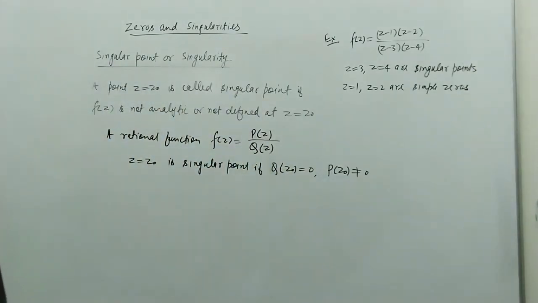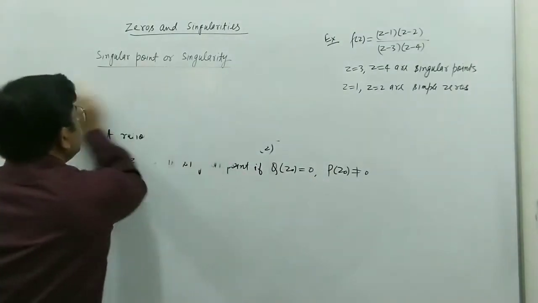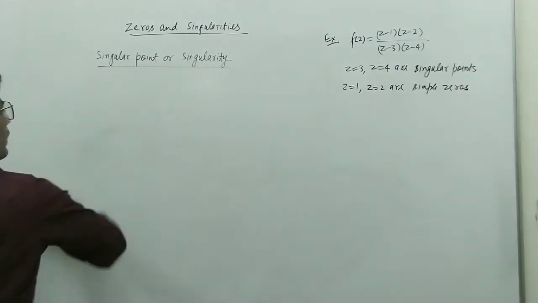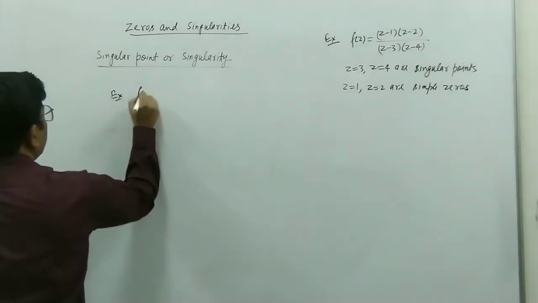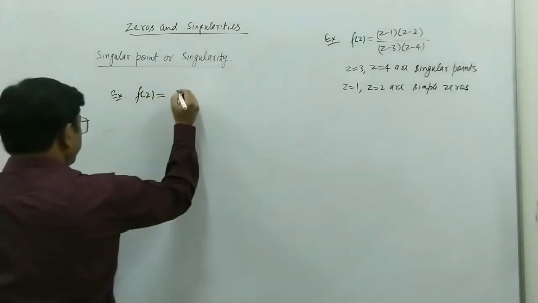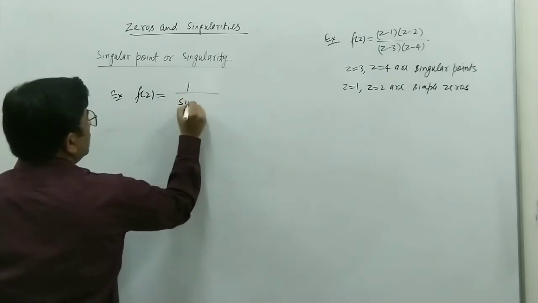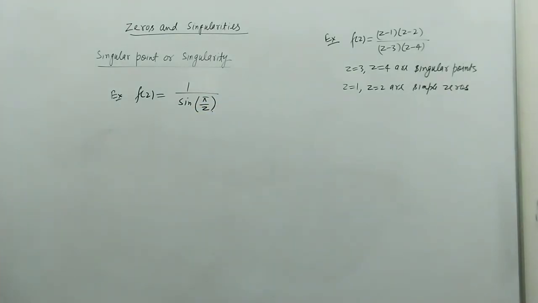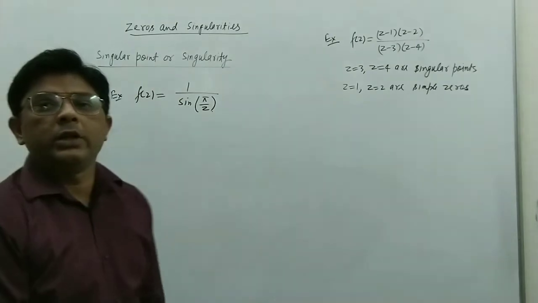We can take one more example to understand this concept. So let us take f(z) is equal to 1 upon sine of pi upon z. So we are taking this example, f(z) equal to 1 upon sine pi upon z. We want to find the singular points of this function.